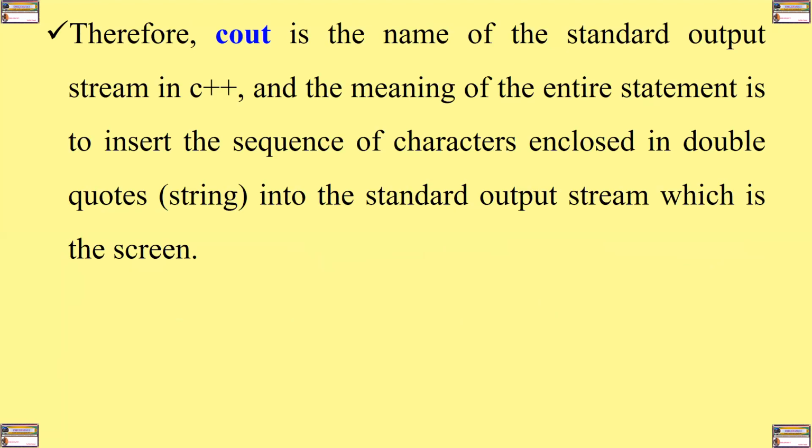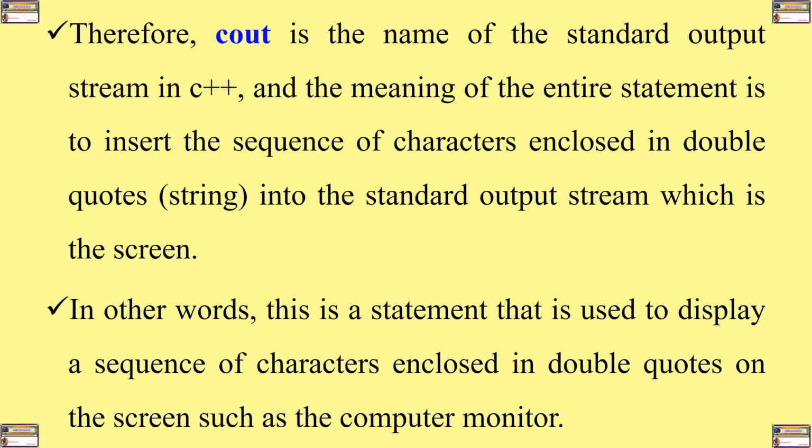Therefore, cout is the name of the standard output stream in C++, and the meaning of the entire statement is to insert the sequence of characters enclosed in double quotes, or string, into the standard output stream, which is the screen. In other words, this is a statement that is used to display a sequence of characters enclosed in double quotes on the screen, such as the computer monitor.